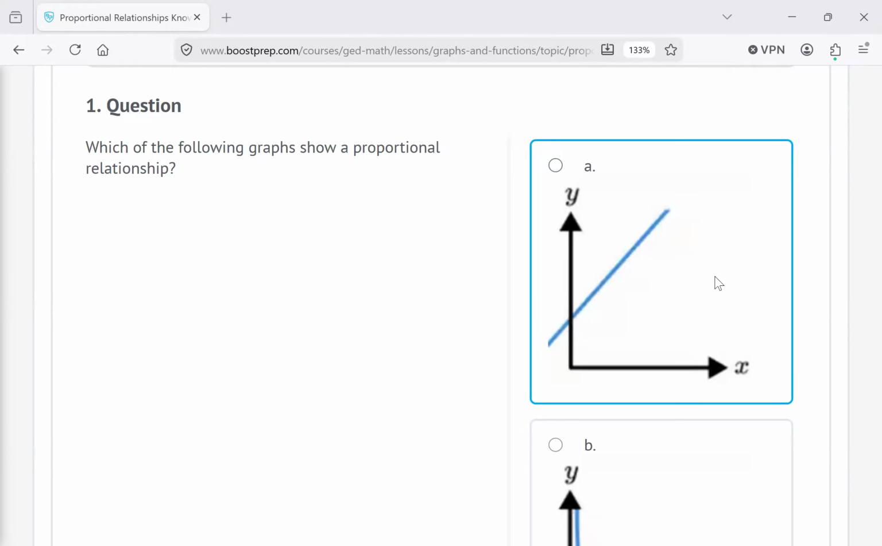A proportional relationship can be expressed through an equation in the form of y equals kx. An example would be a linear line. So let me write this down. Go ahead and get your notebook, and we're going to go over some terms. Proportional.